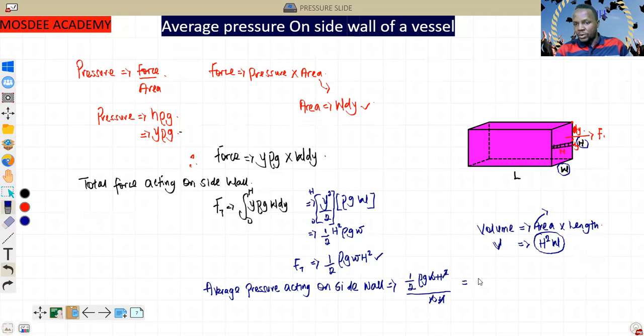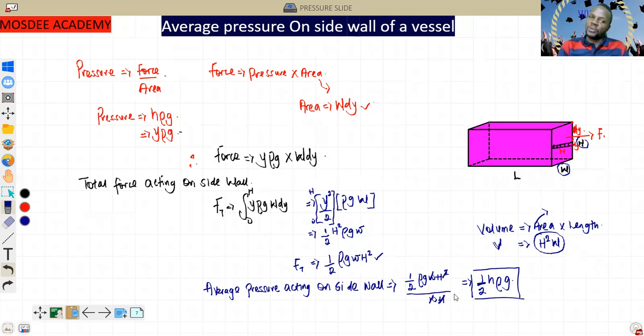What we have now is what? The formula for average pressure on a sidewall is 1/2 H rho G. So students should keep this formula in mind, as it is a direct formula we are going to be using later in the numericals and in some questions in our examination that ask for the average pressure on the side wall of a vessel, which is always equal to half of the total pressure.